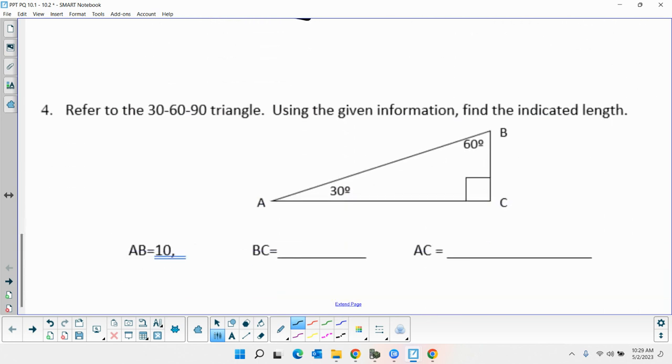All right. Last thing we'll do today. So AB is 10. That's the hypotenuse. So if the hypotenuse is 10, what's BC? 5. It's half as long, right? The short leg opposite the 30 is always half as long as the hypotenuse. And what's AC, the long leg? Right. It's the short leg, 5 times the square root of 3. We're supposed to know that. Remember? Hopefully you remember.